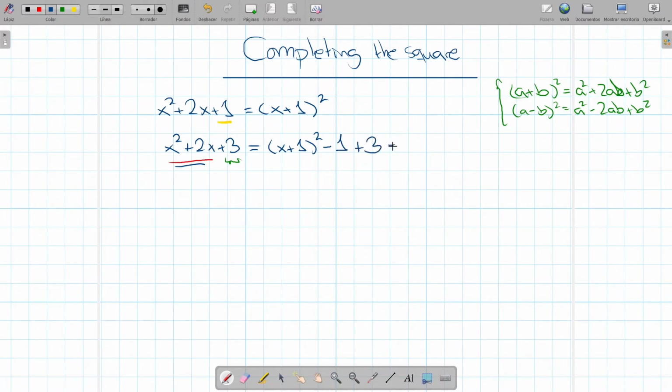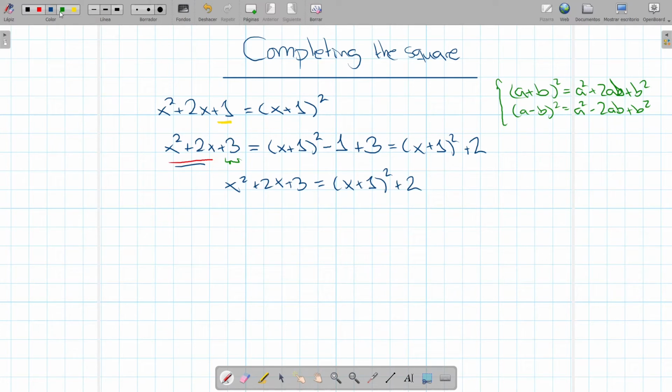Okay? So minus 1 plus 3 is plus 2. So this means that this expression can be factorized this way by completing the square with a plus 2 that we don't have. Let's see if this is correct.